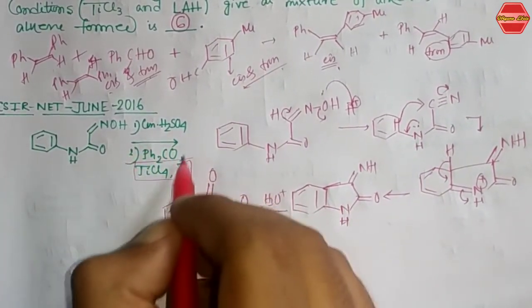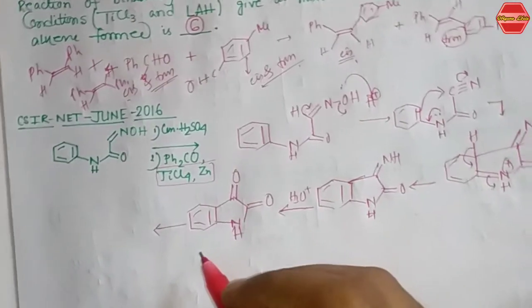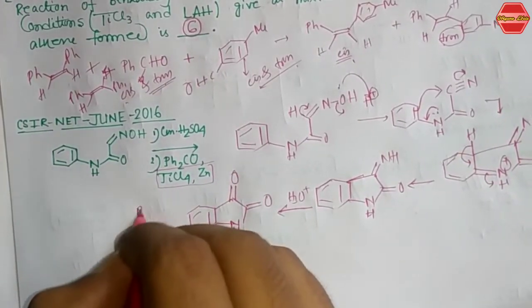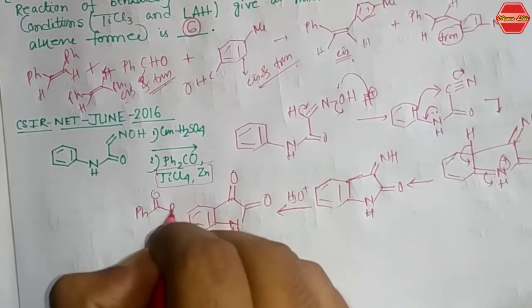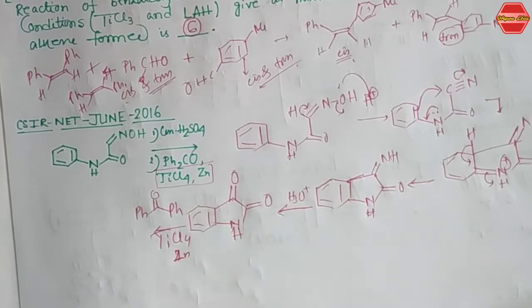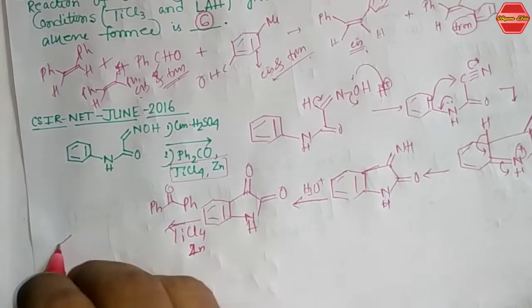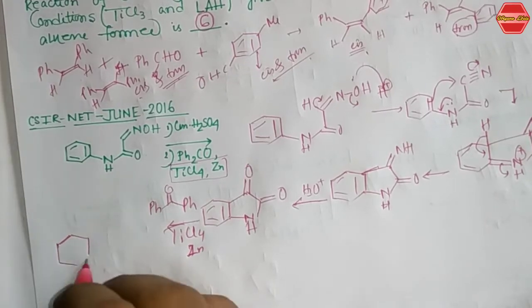Now that you have given this one, that is Ph2CO. This is your ketone that you have given, that is benzophenone, PhCO double bond Ph, and TiCl4, as you can see, that is your McMurry reagent. Now the McMurry coupling reaction takes place, and the final product that you get is this one.